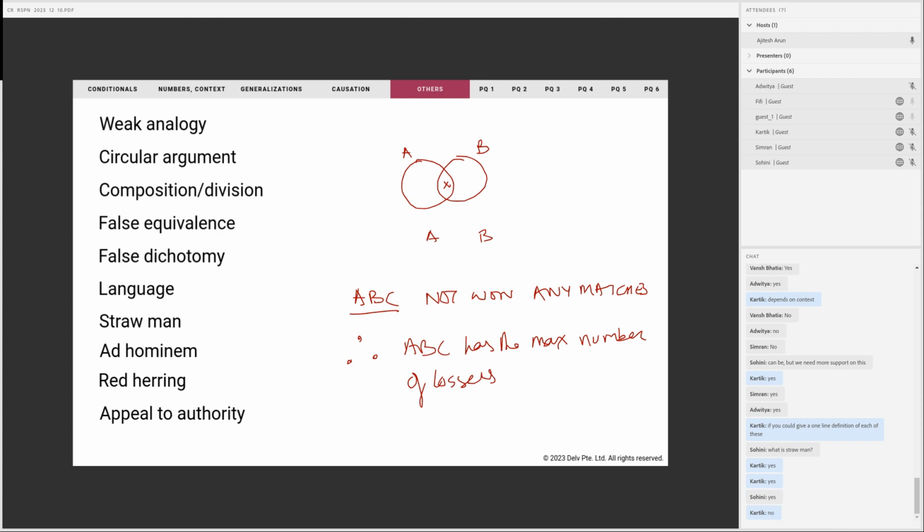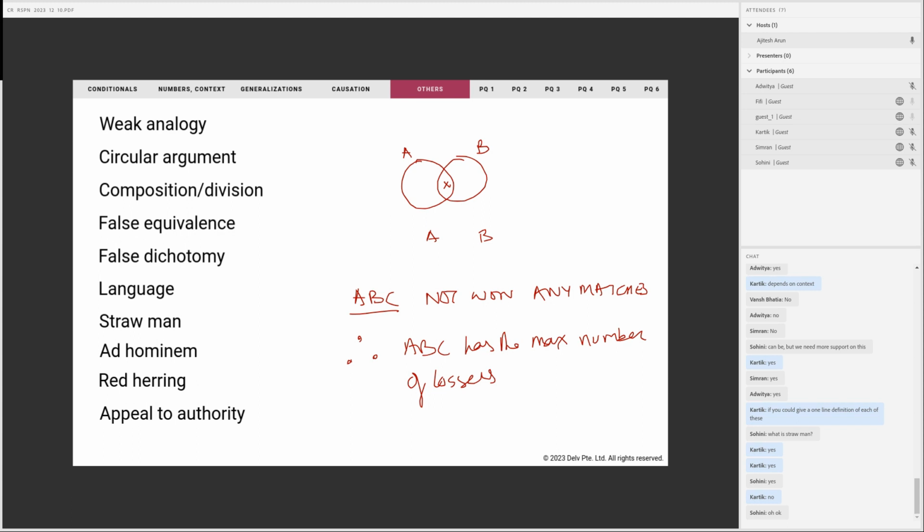So what's happening over here is they think that this football team has not won any matches, and therefore it has the maximum number of losses. But they are not considering the possibility of draws. It's entirely possible that this team has not won any matches, but at the same time they've not lost any matches either. So that's false dichotomy. Now, as far as language is concerned, that would cover things like vagueness and multiple meanings.